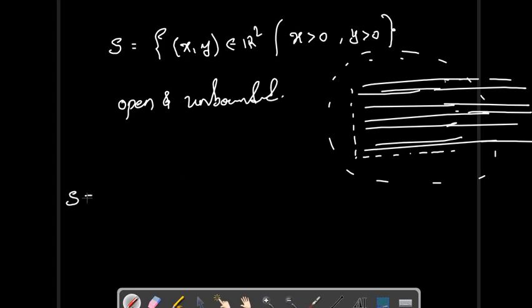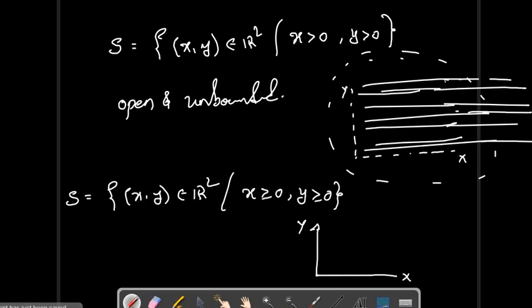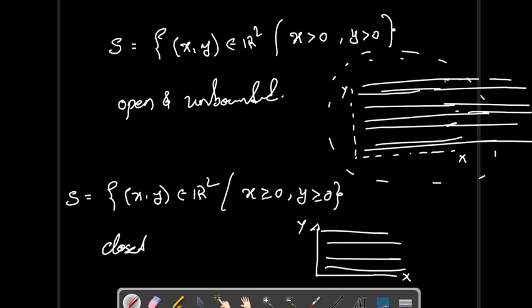Whereas if I take S equal to all x comma y in R2, in this case we are taking the first quadrant including the x-axis and y-axis. So this set is going to be closed, because both boundaries are included, and it is unbounded. So try to know the difference between closed and boundedness. Both are totally different. I hope you understand these concepts: open set, closed set and bounded sets.